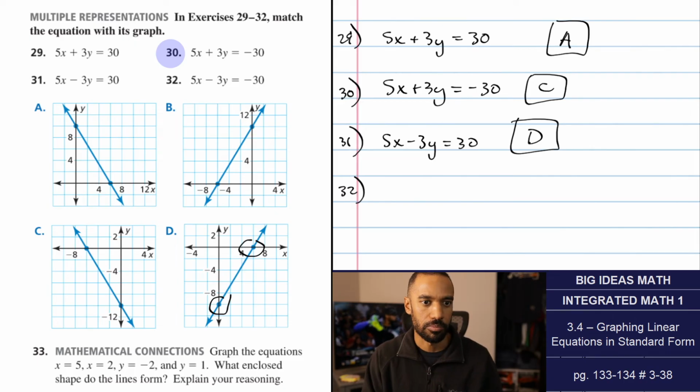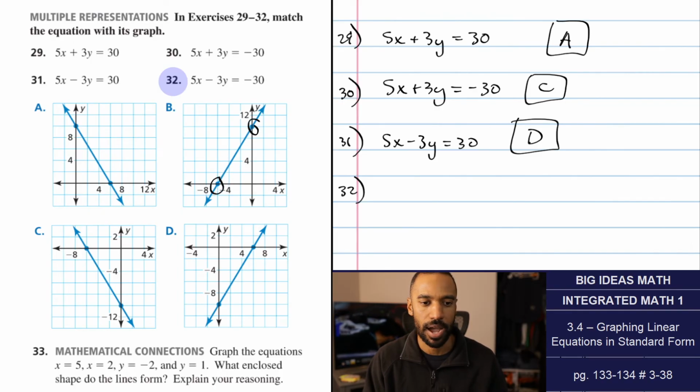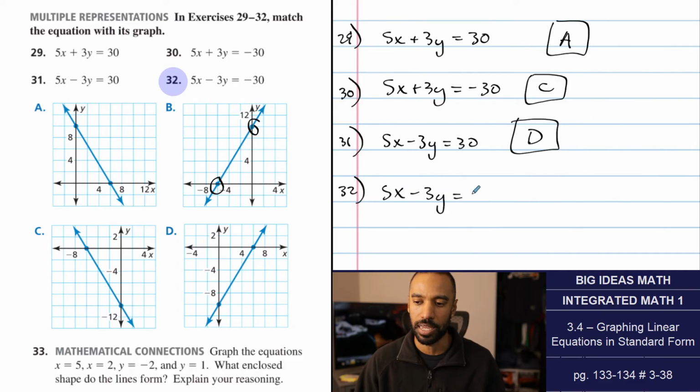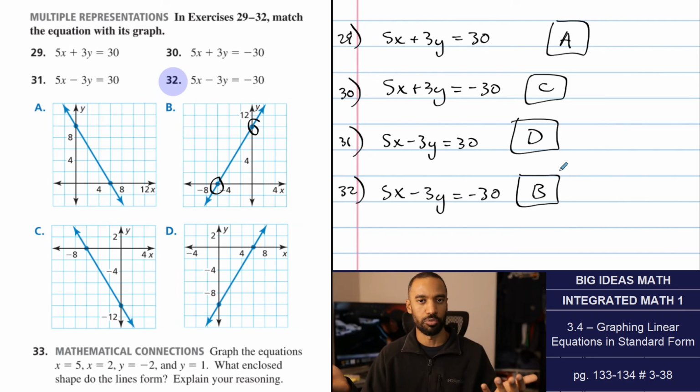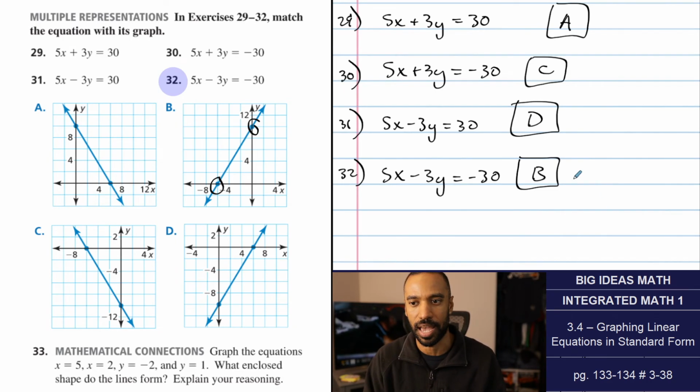Where, oh, I'm sorry, I didn't move this thing over. On number 32, I divide negative by positive to get a negative x-intercept and negative by negative to get a positive y-intercept. That must be this one right here. Negative x, positive y, that is B. So 5x minus 3y equals negative 30 is B. And again, the intercepts were the same absolute value. It was always a 6 or always a 10 for the y's. The question was the signs.